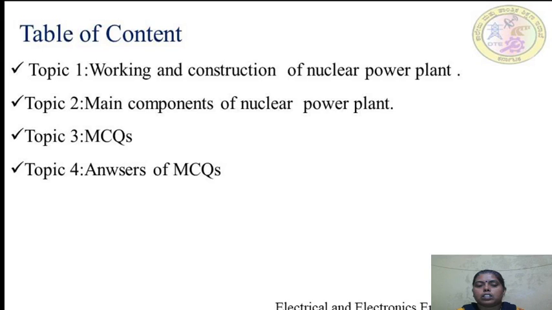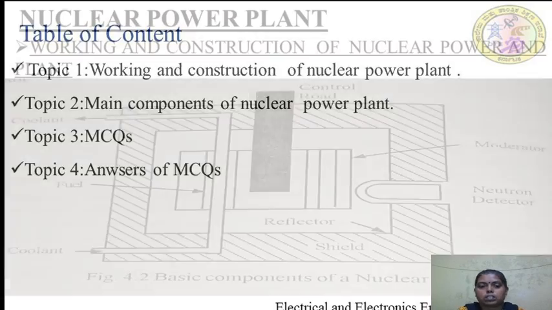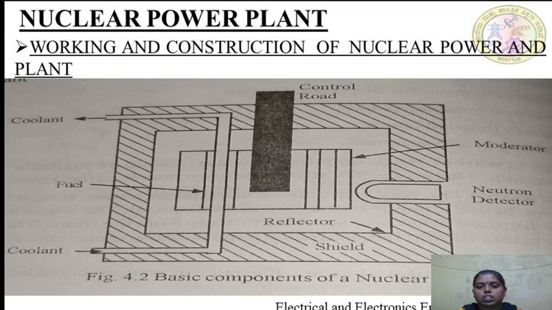The contents included in this topic are: topic 1, working and construction of a nuclear power plant; 2, main components of a nuclear power plant; 3, multiple choice questions; 4, answers of multiple choice questions. First we go for the first topic, that is working and construction of a nuclear power plant. Here we will see the construction of a nuclear reactor.